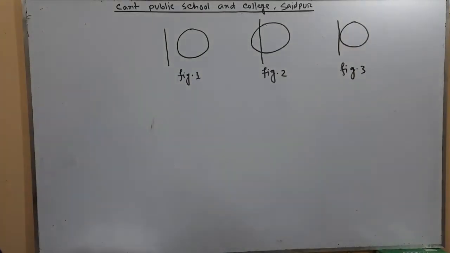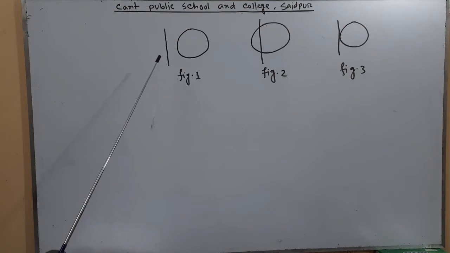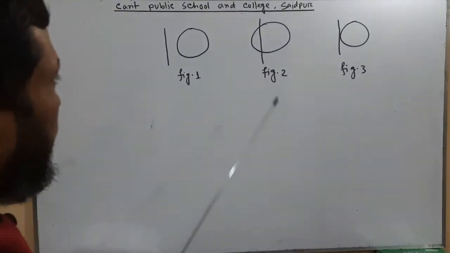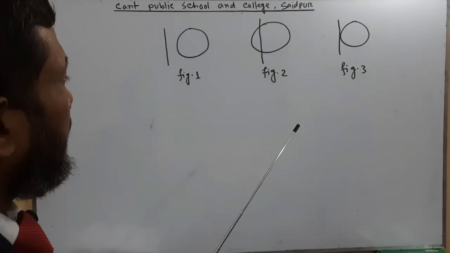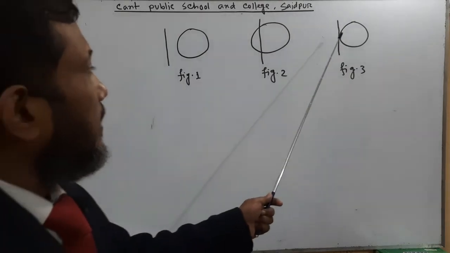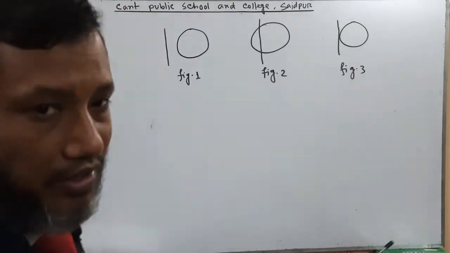What are you seeing? In figure 1, the straight line and circle are in a plane, but they do not intersect each other. That is, there is no common point of the straight line and circle. Here, the straight line intersects the circle at 2 points. The straight line in figure 3 intersects the circle at 1 point.